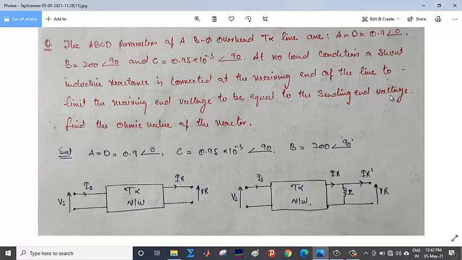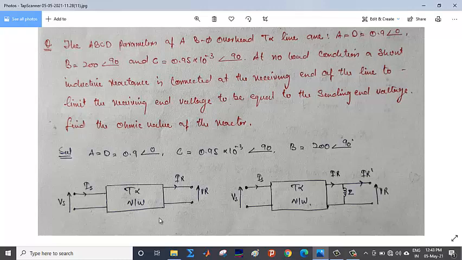Usually, we know that for a transmission line, especially for a long transmission line, at no load, receiving end voltage is more than the sending end voltage because of the Ferranti effect. So here, to compensate for that, we use an inductor at the receiving end at no load, so that receiving end voltage is equal to sending end voltage. We need to find out the ohmic value of the reactor. So given A is equal to D is equal to 0.9, it's a real value, I can drop this, and C is equal to 0.95 into 10 to the power minus 3 j, and B is equal to 200j.